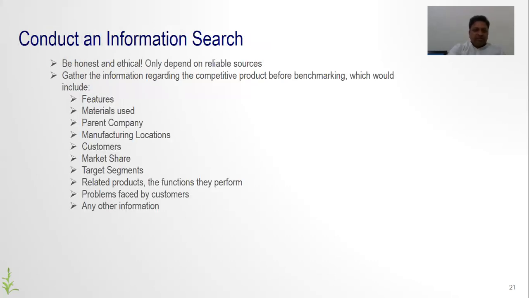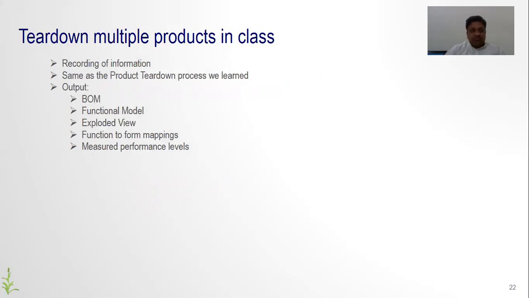Conduct an information search. Be honest and ethical. Only depend on reliable sources. Gather the information regarding the competitive product before benchmarking, which would include the product features, product materials used, parent company, manufacturing locations, customers, market share, target segments, related products, functions they perform, problems faced by customers, and any other information. So these are the standard criteria that need to be listed down.